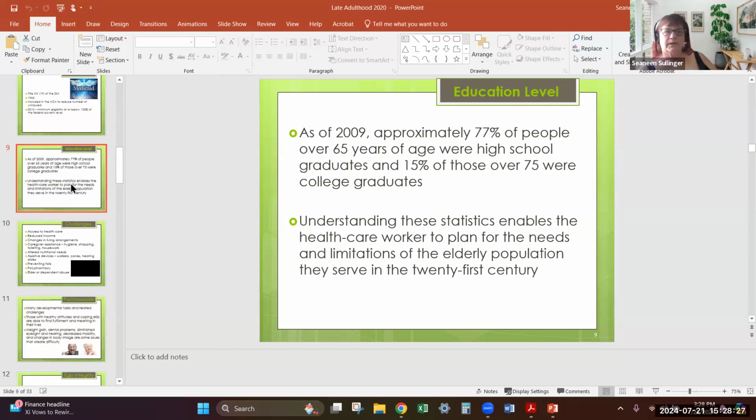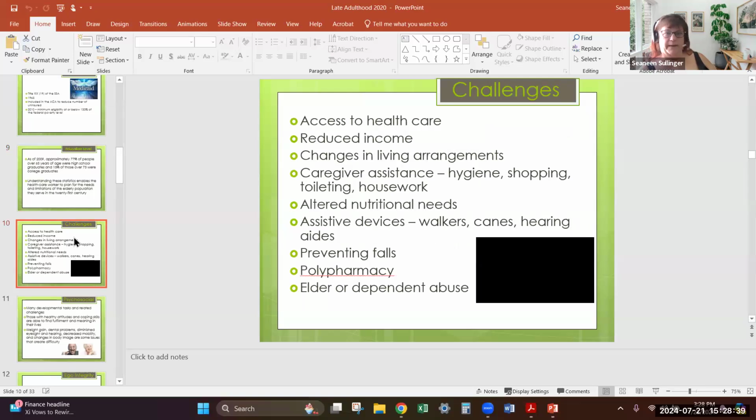And so looking at the education level of the growing elderly population, what are their strengths and gifts and talents, so that we can play to those and take advantage of those when we're educating them.